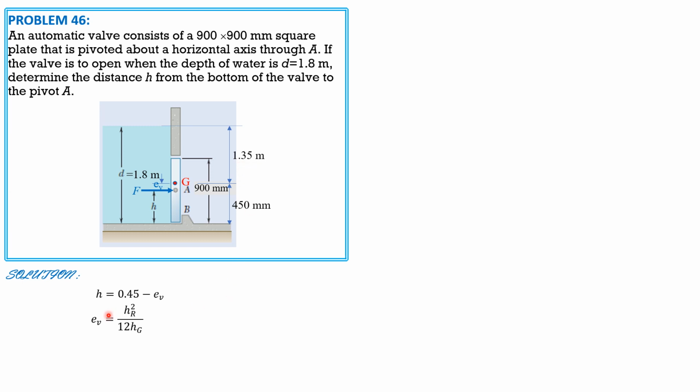So substitute into this equation, the height of the square is 0.9 meter, so e sub v is 0.9 squared over 12 times the quantity 1.35. So e sub v is equal to 0.05 meter. Then finally we can solve for h, 0.45 minus 0.05. So h should be equal to 0.4 meter.